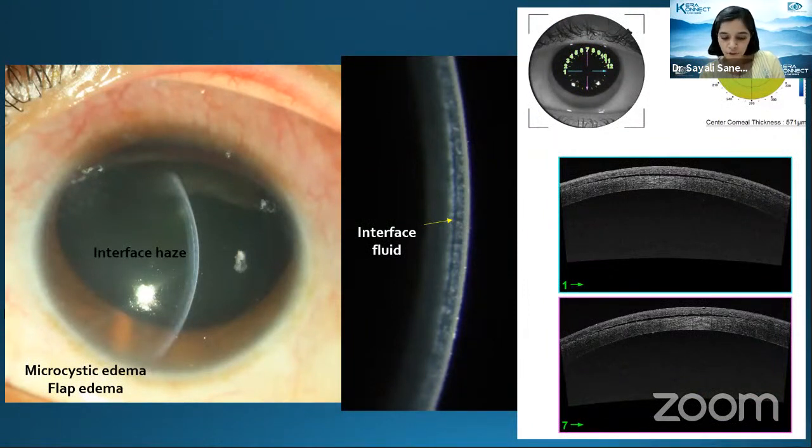On the slit examination, there was microcystic edema and LASIK flap haze, with haze in the interface between the flap and the residual stromal bed. The posterior stroma was relatively compact. On high magnification, a clear space was noted in the interface, suggestive of a fluid pocket. This was confirmed on the anterior segment OCT. Next slide.